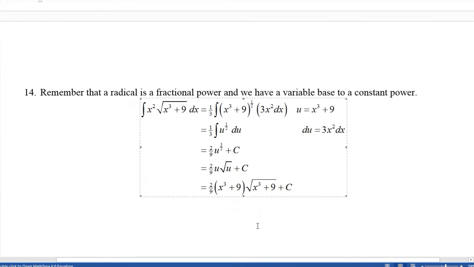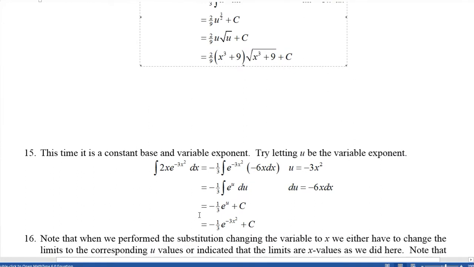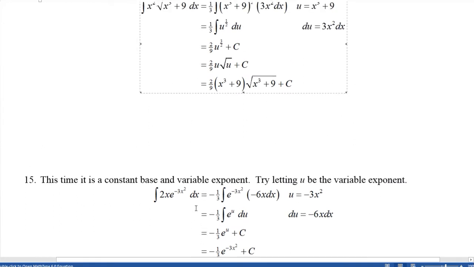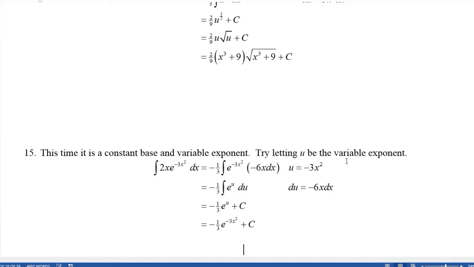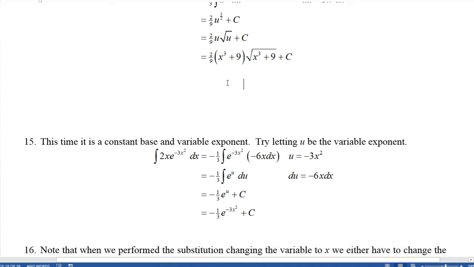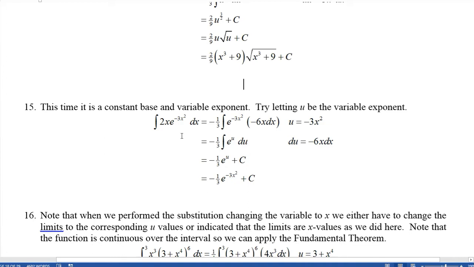Well, this time it's not a variable base and a constant power like that one in 14. This time in 15, we have an e, which is a constant, to a variable power, which is a little more complicated. In this case, we're going to let the power be the u. So let u be negative 3x squared. Du is negative 6x dx then.